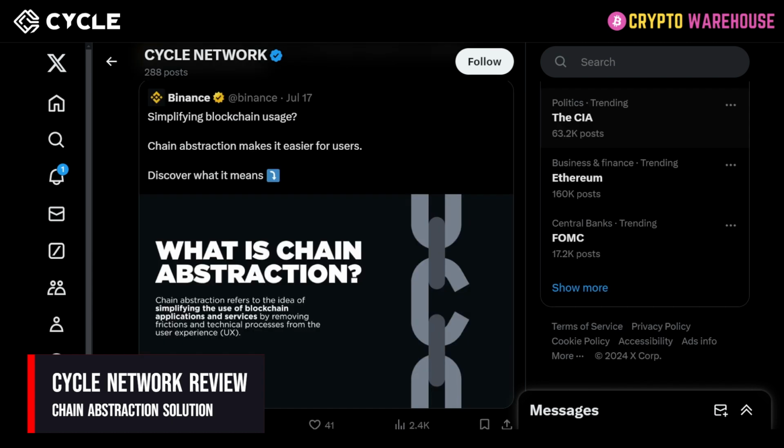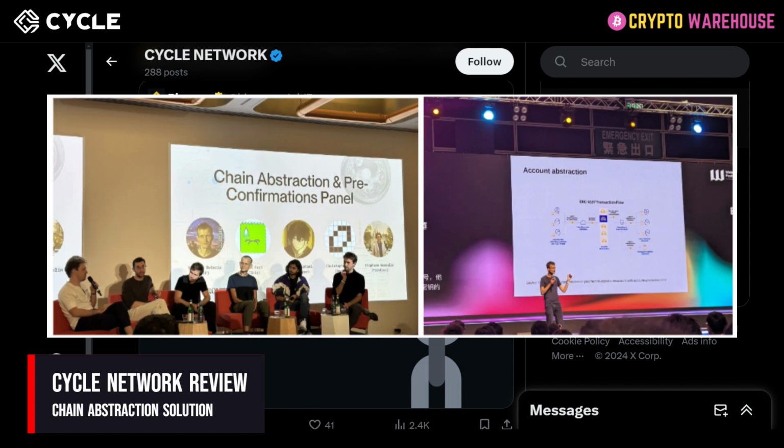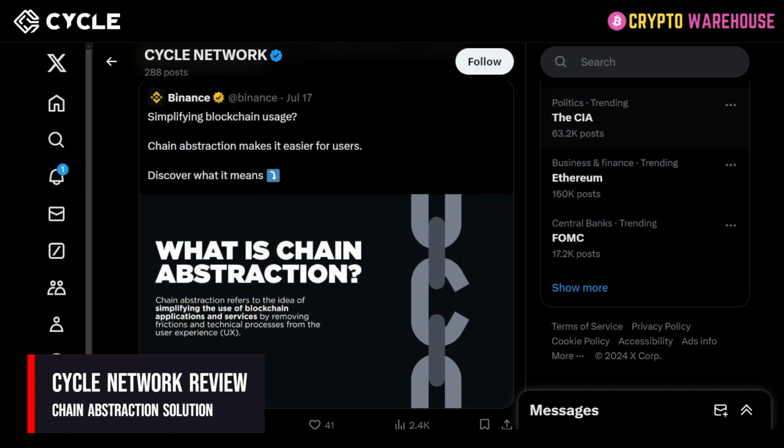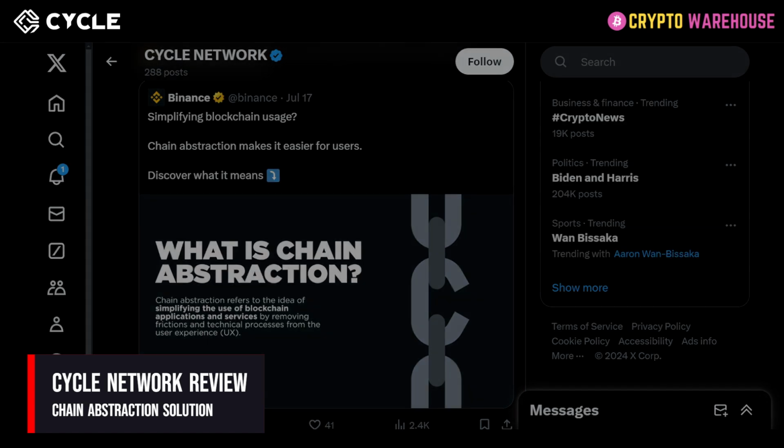Now, don't think that chain abstraction is a new term. The likes of Vitalik and CZ have been talking about this over the last year or so, and Binance only a few weeks ago has started to talk about chain abstraction. It makes it easier for users, and that is what we want. If we want adoption, we need chain abstraction, we need projects like the Cycle Network.